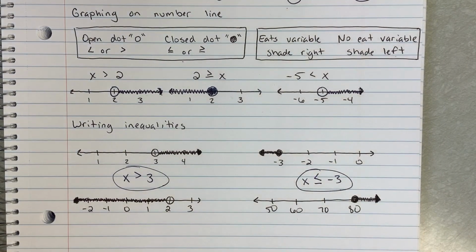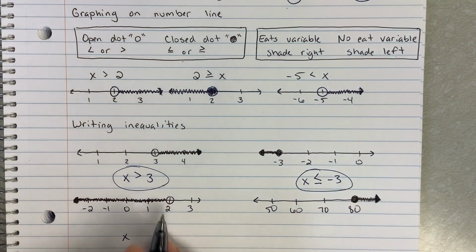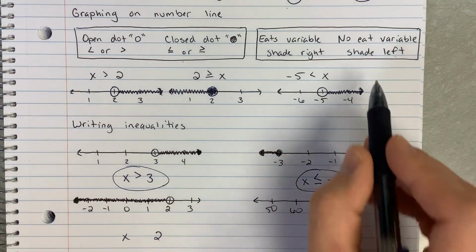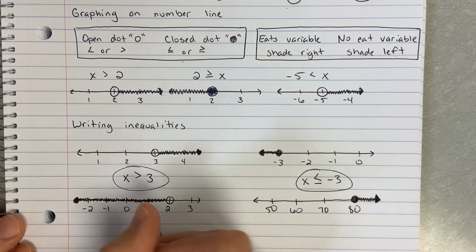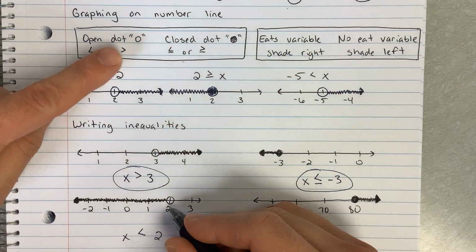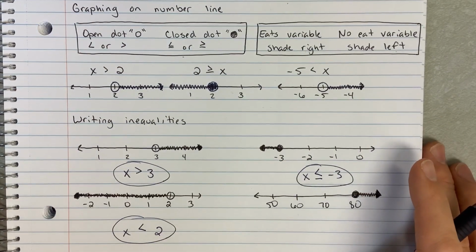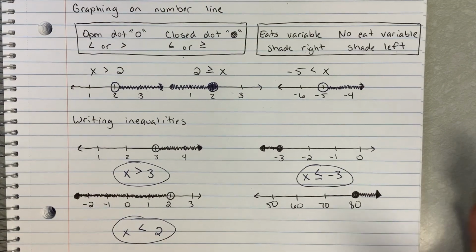For the next one, it's referring to 2. So I got x, I got 2. I'm shading to the left. Remember, if you shade left, you do not eat your variable. Boom. It's an open dot. I don't put the equal to. I'm done. Guys, this is so much fun. Honestly, I can do this all day long.